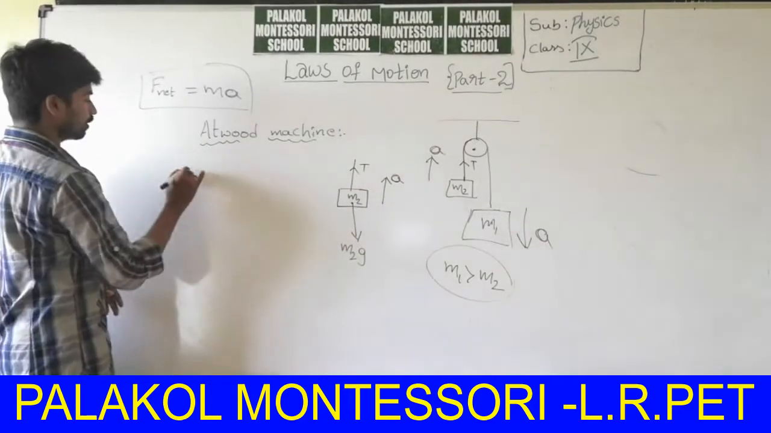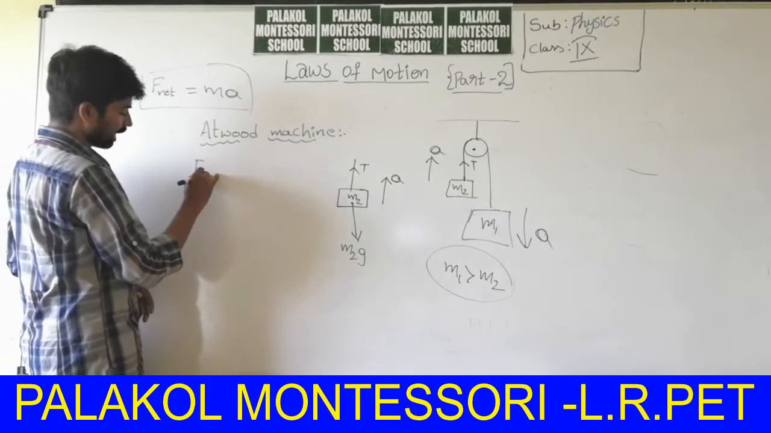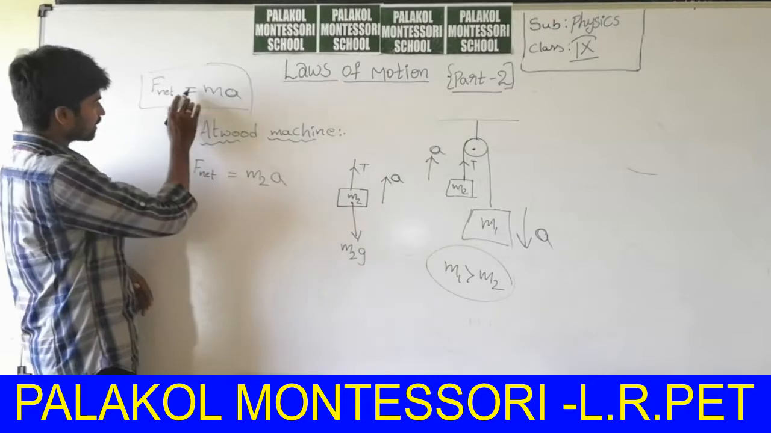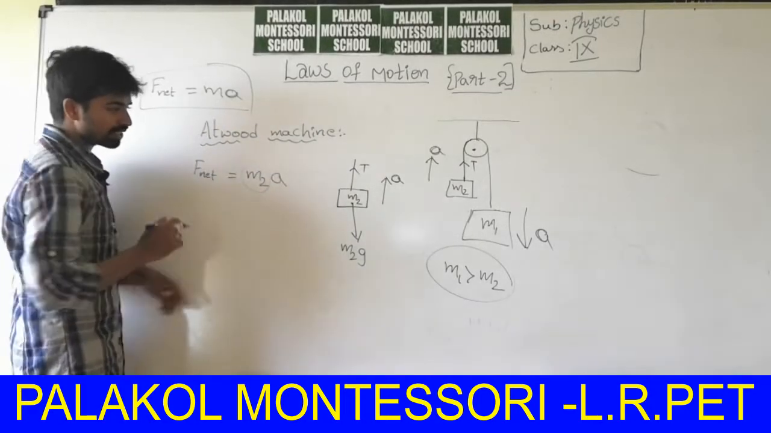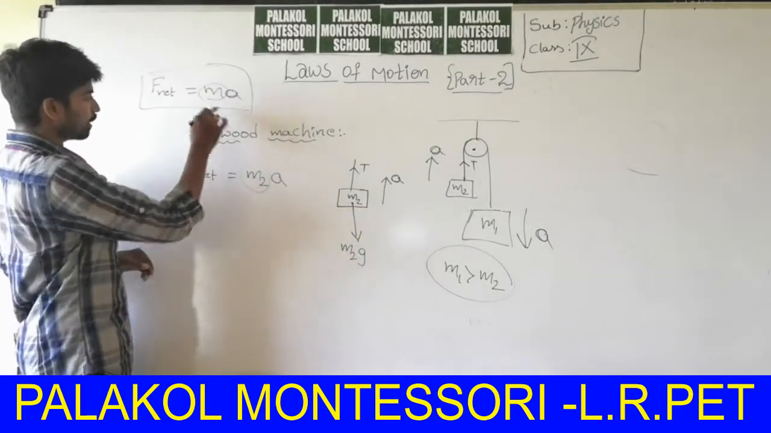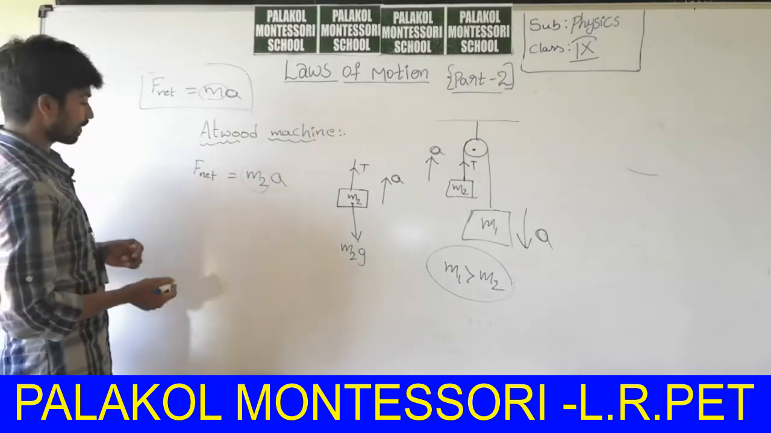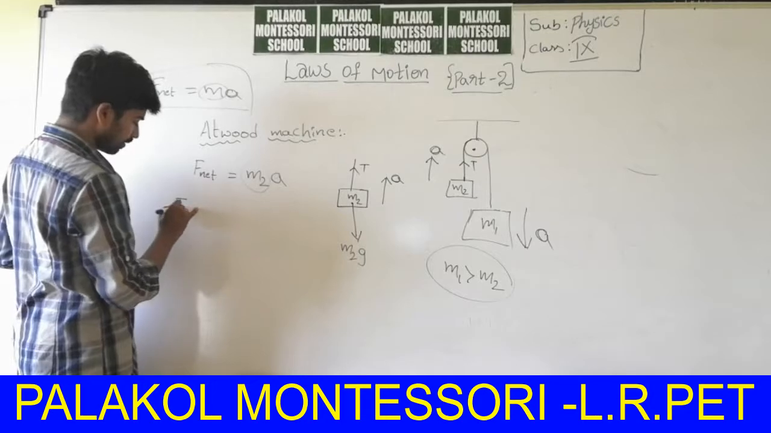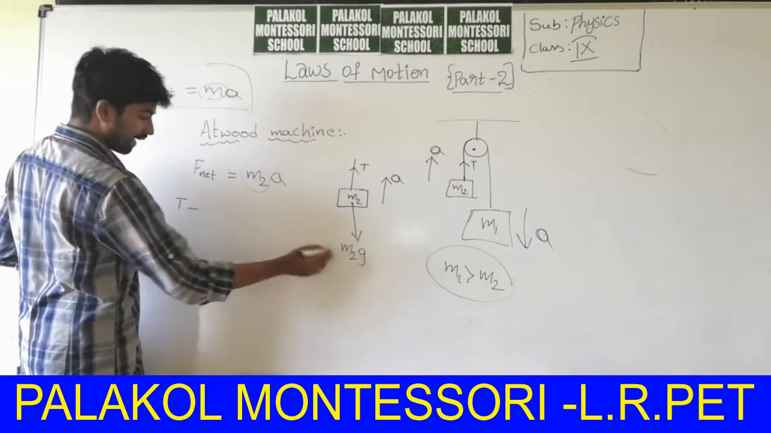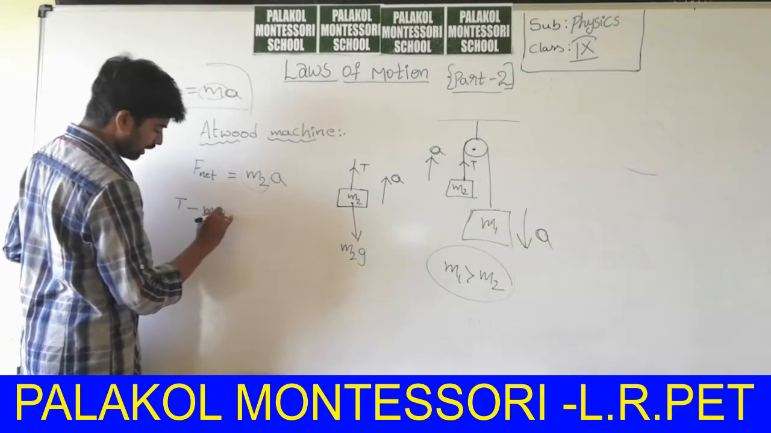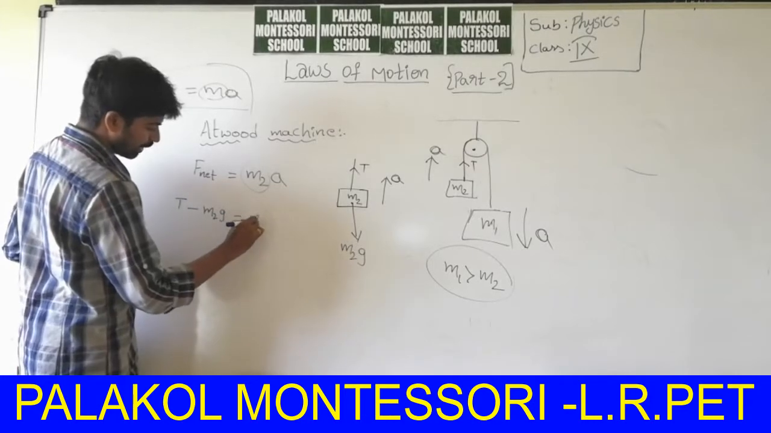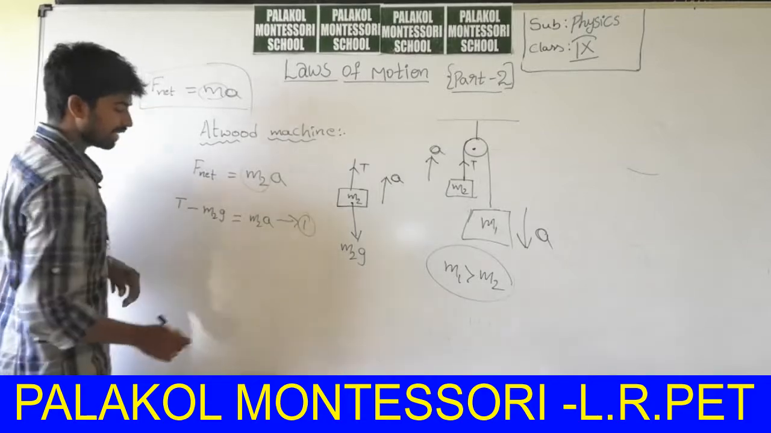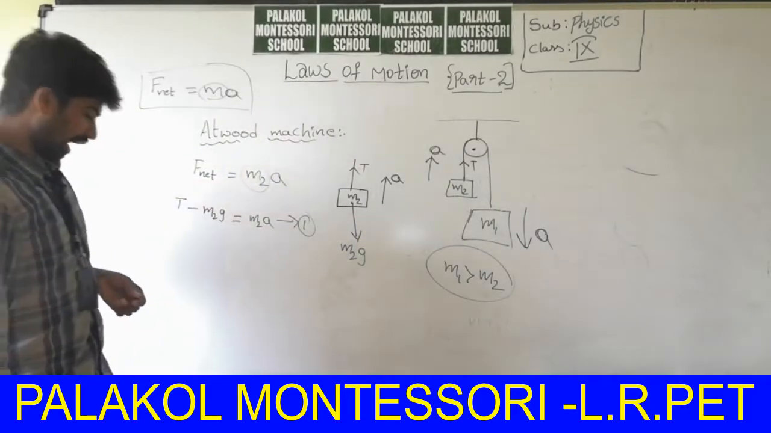So, for F net we have to apply Newton's second law. F net is equal to m2 into a. I am applying this law for the second mass, that is why in the place of m I have written m2a. So, what is the net force? Positive T minus m2g is equal to m2a. Let us call this equation 1.